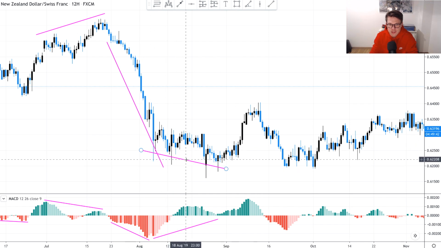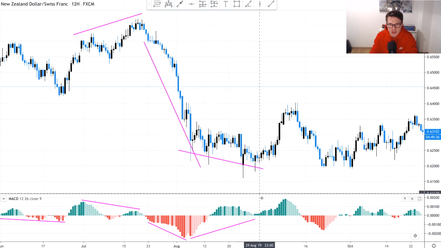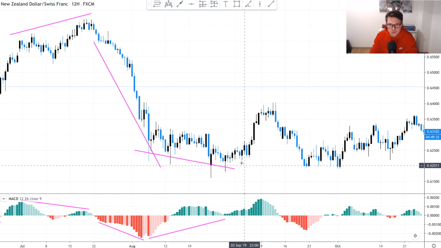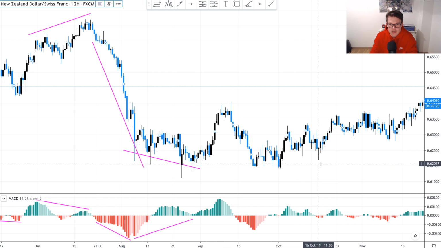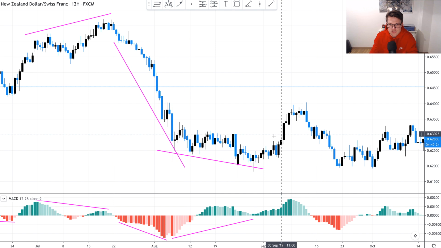Here the price was making lower lows. Here the indicator was not even going red again, so it was already showing you that this downtrend is very likely to be over at this point. And this is exactly what happened. You can see the market bottomed out. It started a completely new rally afterwards.